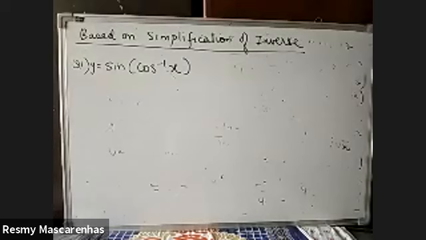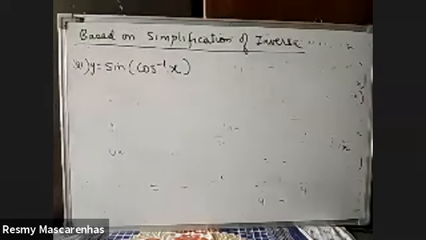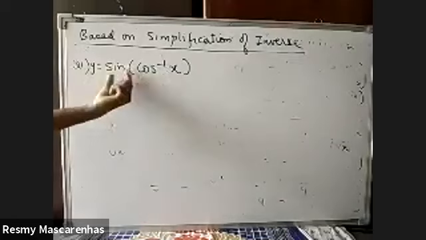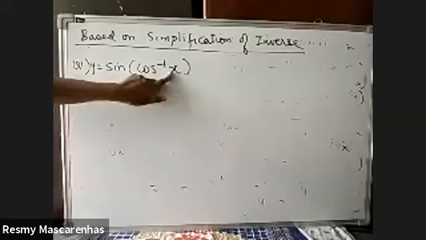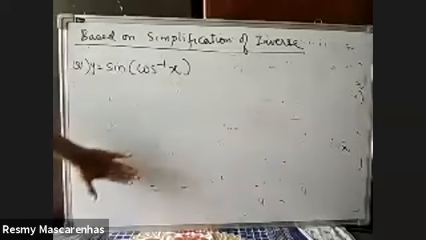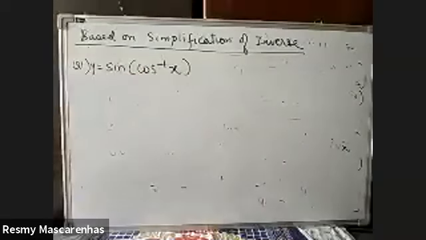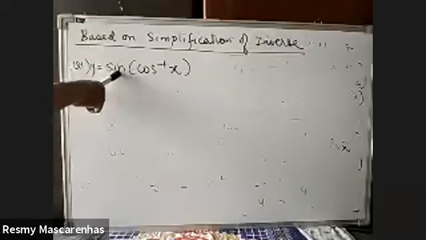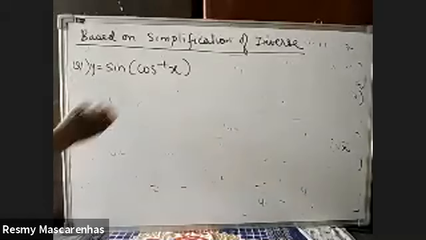Y is equal to sine of cos inverse of x. So straight away, don't go for sine of this. Whenever there's an inverse trigonometric function inside a bracket, I always told you, go for the triangle method. If the trigonometric function is outside and the inverse trigonometry is inside, go for the triangle method.